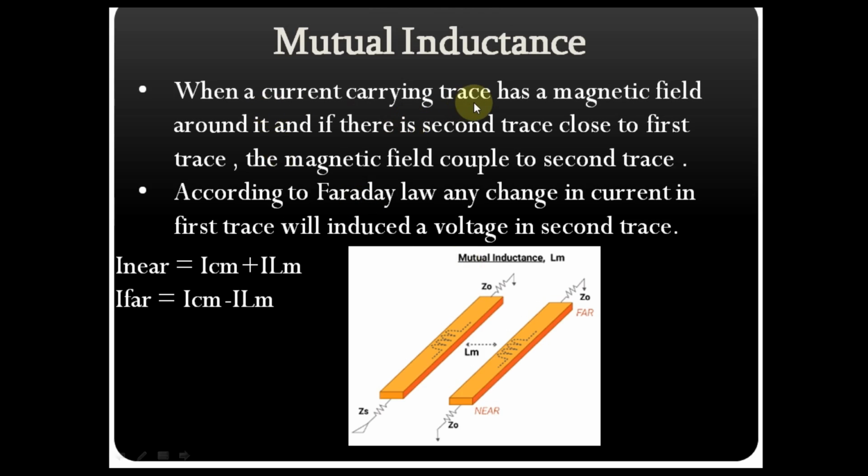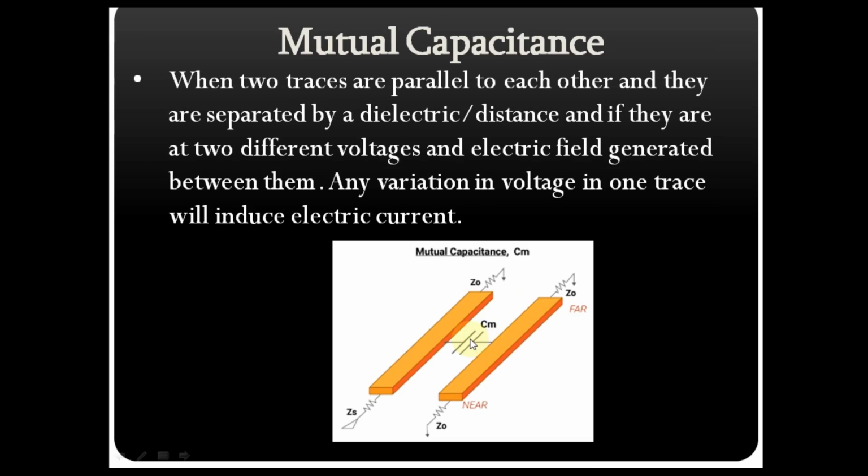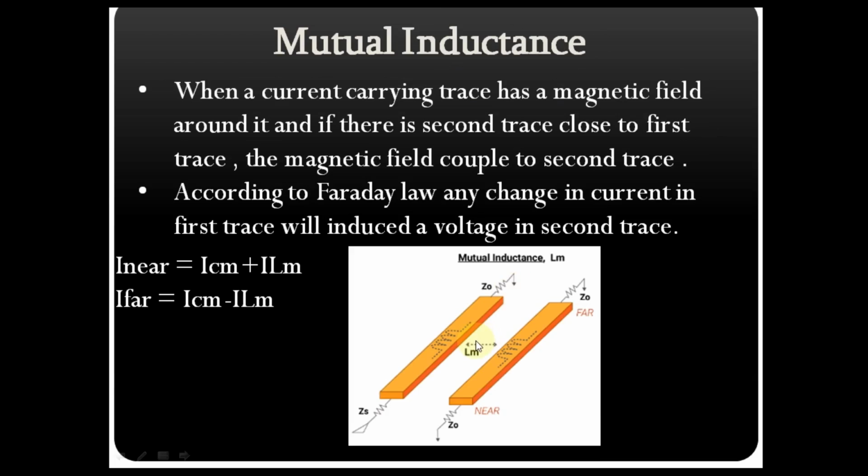What is mutual inductance? When a current carrying trace has a magnetic field around it, and a second trace is close to the first trace, the magnetic field couples to the second trace. According to Faraday's law, any change in current in the first trace will induce a voltage in the second trace. Let us assume this is the first trace and this is the second trace. This is done by the mutual inductance Lm. Here the mutual inductance is denoted by Lm, the mutual capacitance is denoted by Cm, and inductance is denoted by L1.